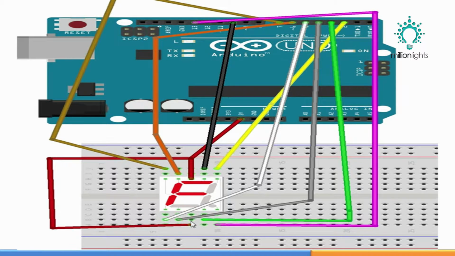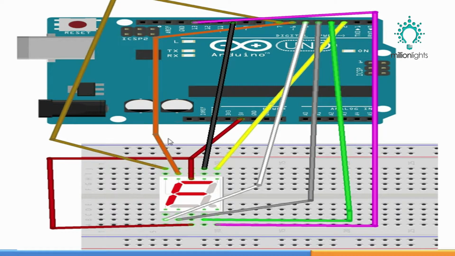Then we have got common ground here, so this part is left. Then this is D, this is to be connected to pin number 4, and this is E, this is connected to pin number 5. F is this second pin at the top, therefore this is connected to 6, and this first pin at the top is G, so this is connected to pin number 7.